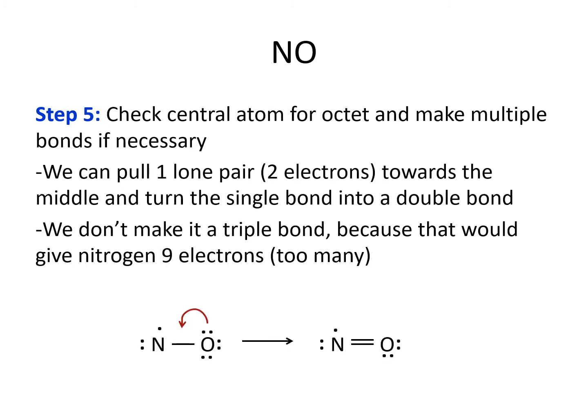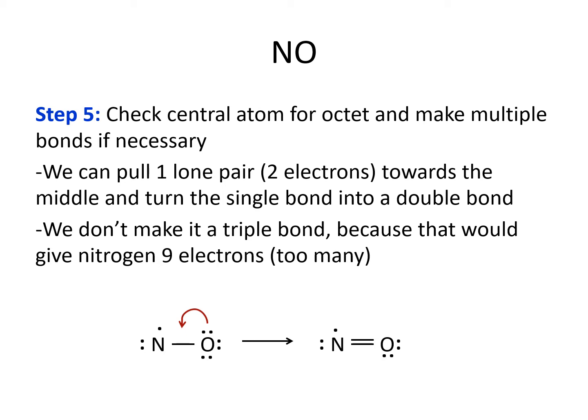Step 5. Check the central atom for an octet and make double or triple bonds if necessary. The nitrogen has only 5 electrons around it. If we borrow 2 electrons from oxygen, that would give it 7, and we end up with a double bond. The oxygen still has 8, but the nitrogen has 7.